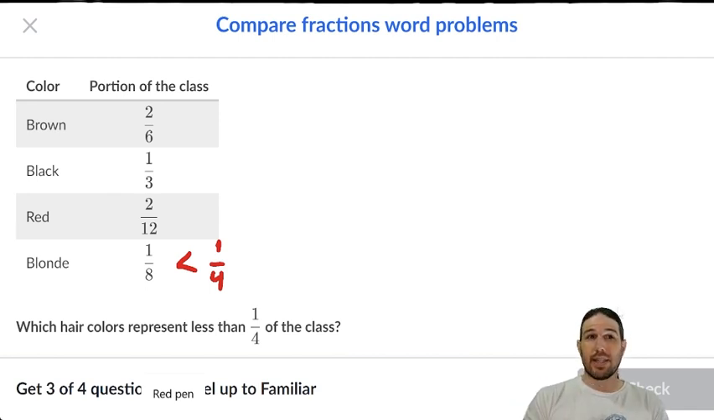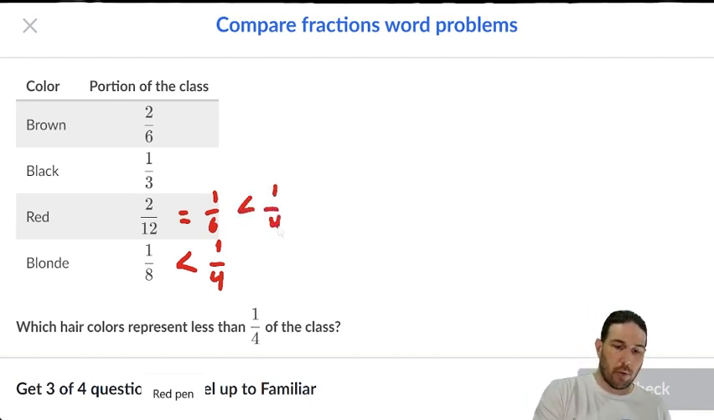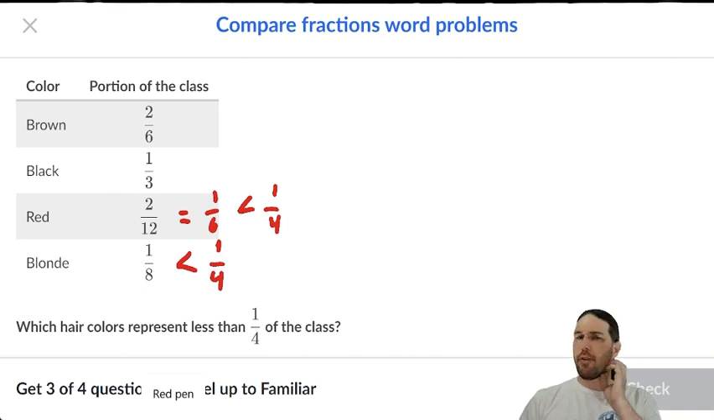2/12 is a little bit tricky, but if we recognize that 2/12 is 1/6, then by the same logic, we know that it's less than 1/4. I hope you followed that. 2/12 is the same thing as 1/6, which is less than 1/4.